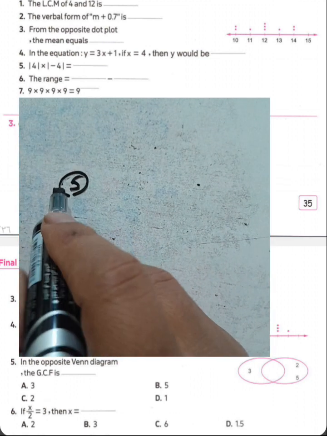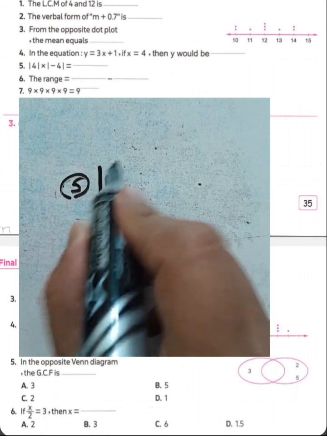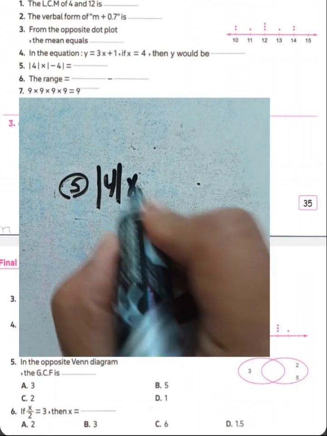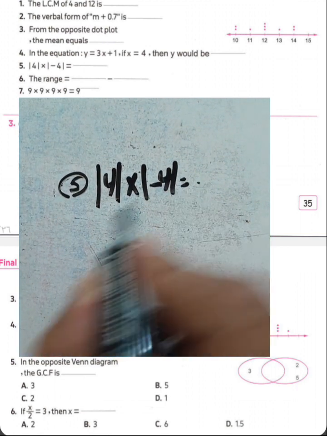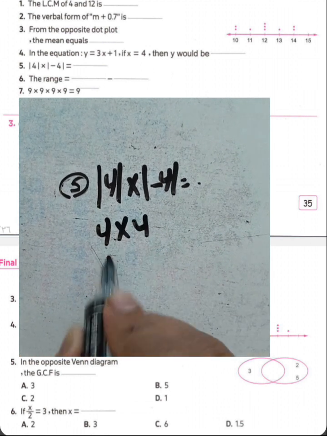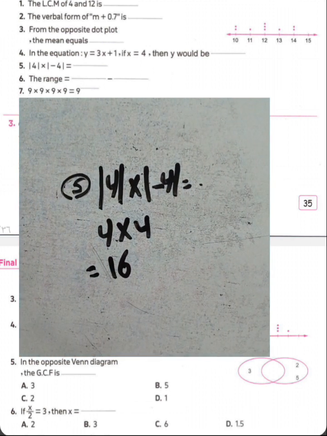Question 5. The absolute value of 4 multiplied by the absolute value of -4 will be 4 times 4 equals 16. The result will be equal to 16.